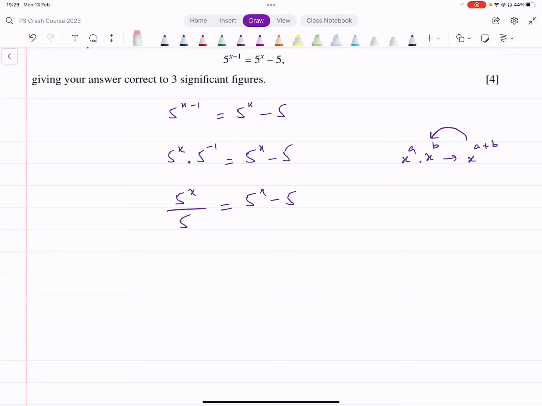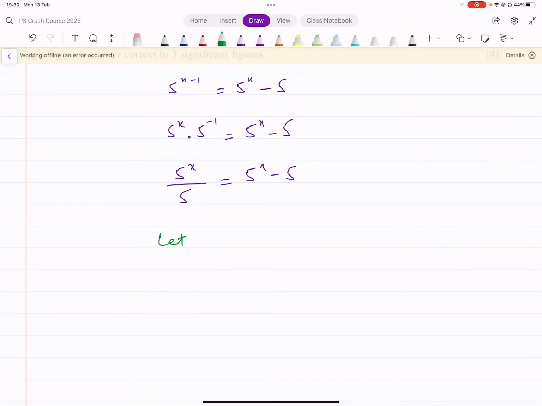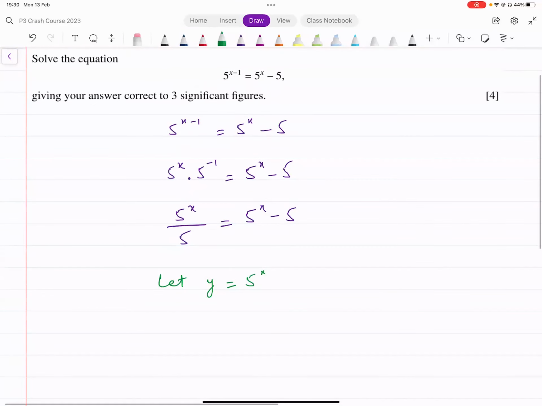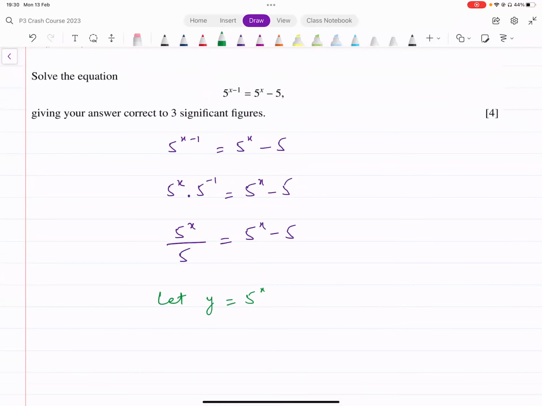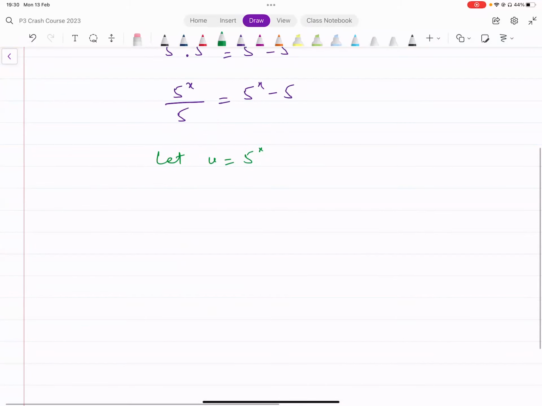And now what we can do is we can use a substitution. We can say, let another variable, it could be any variable, let's say y or anything else, let y equals 5 raised to power x, or u equals 5 raised to power x, anything that's not already used in the question. We often use u for a substitution. Let's use u here for that. So what happens now? This converts to u over 5. On the other side, you've got u minus 5.